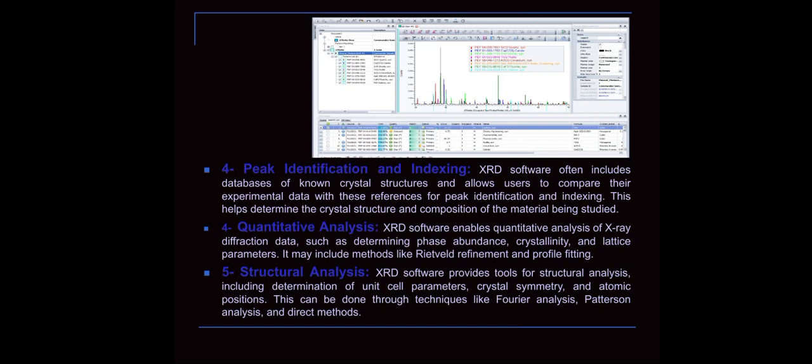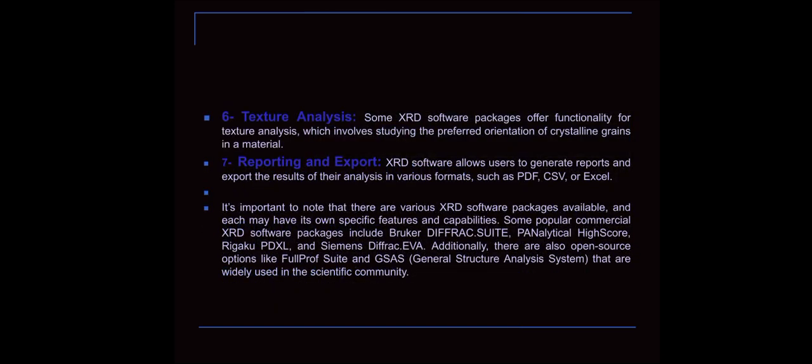Sixth one, structure analysis. XRD software provides tools for structure analysis, including determination of unit cell parameters, crystal symmetry, and atomic positions. This can be done through techniques like full pattern analysis, Patterson analysis, and direct methods. Seventh one, texture analysis. Some XRD software packages offer functionality for texture analysis, which involves studying the preferred orientation of crystalline grains in a material.